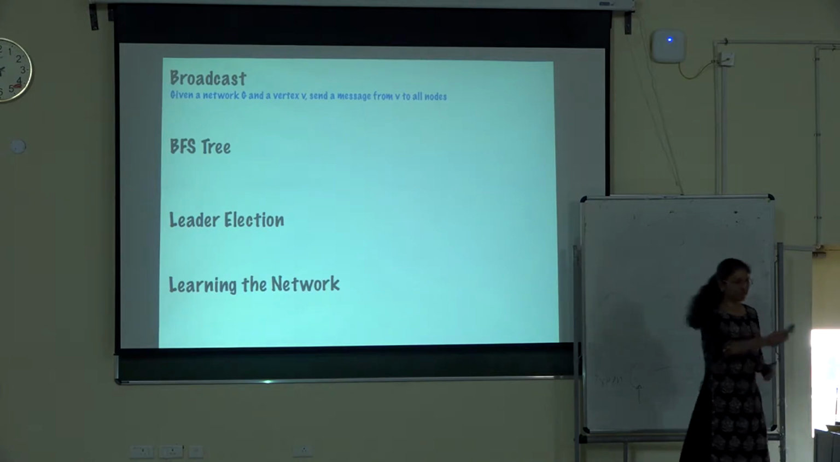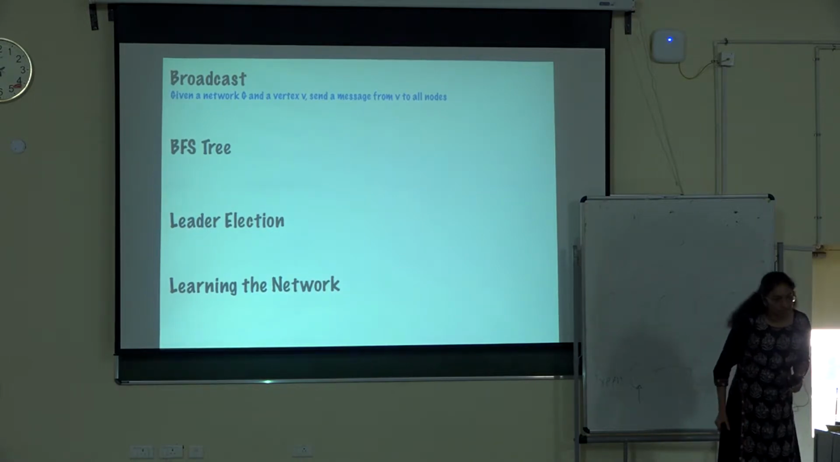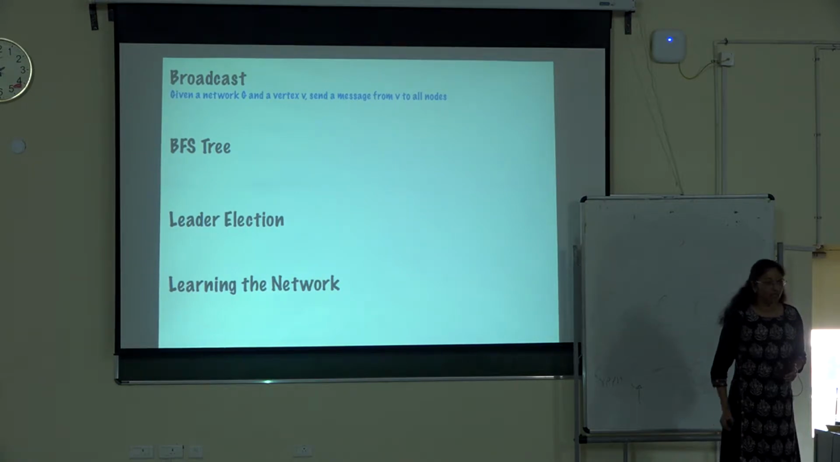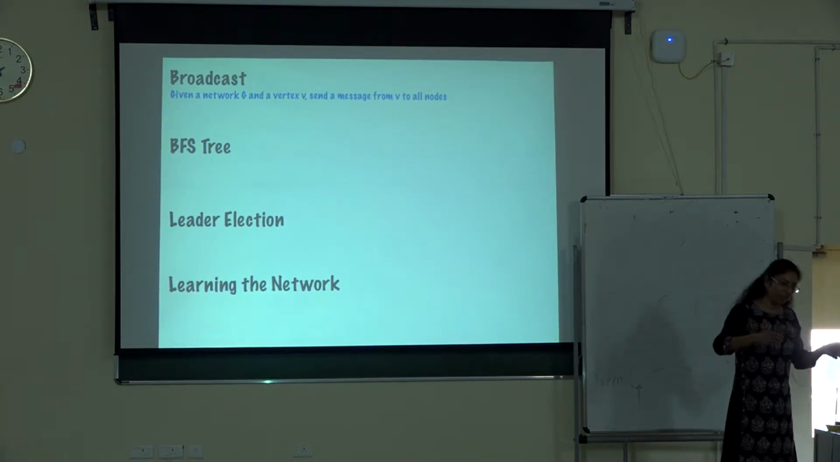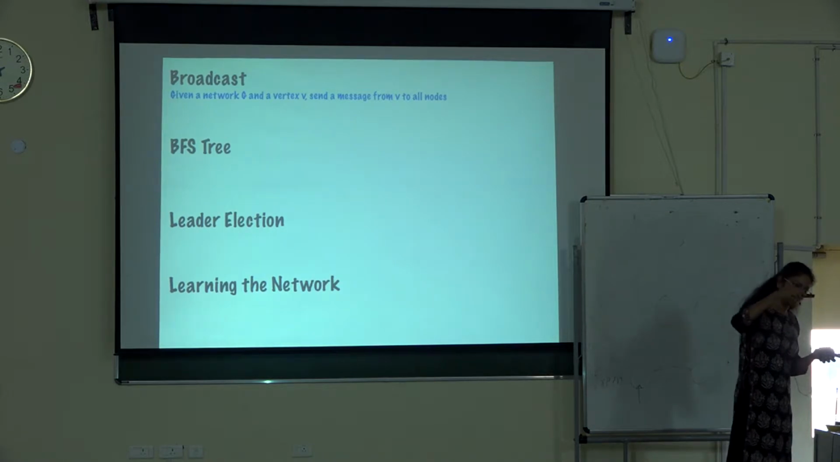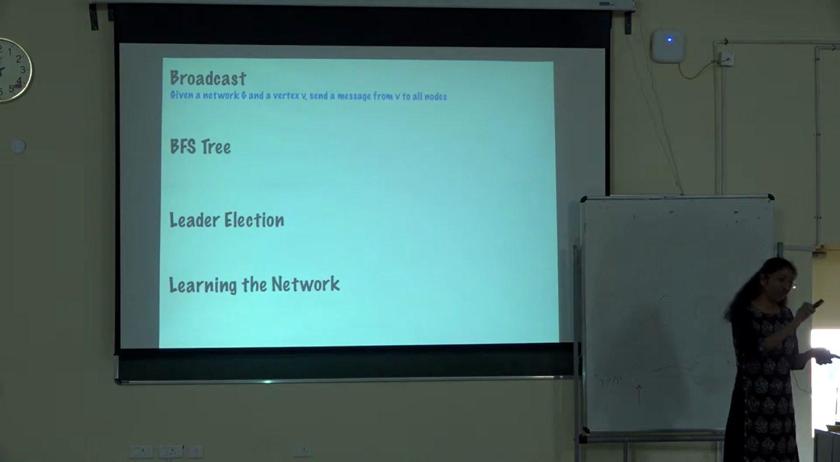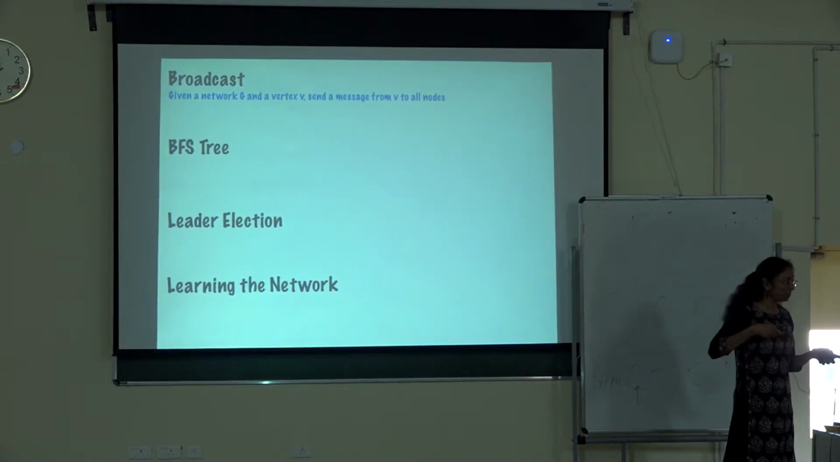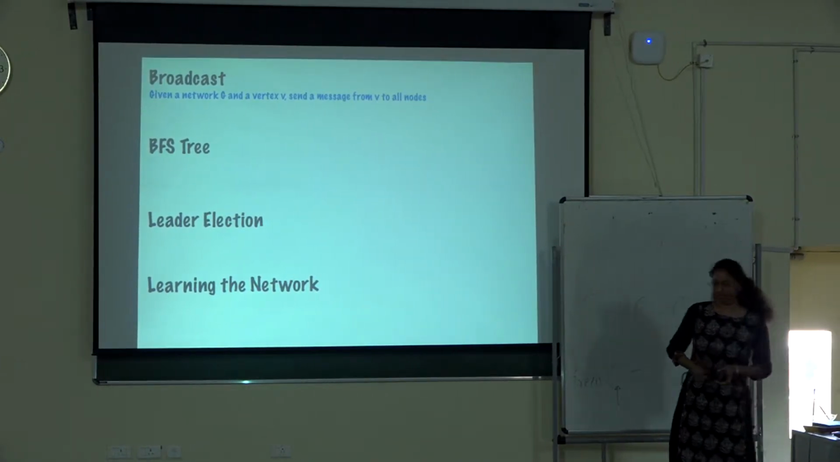In the CONGEST model, you're allowed to send log n bits. The message size is log n. Let's say I have 10 neighbors. To each of the 10 neighbors, in one time step, I'm allowed to send log n bits. So totally I'm sending 10 log n. If I have n neighbors, it is n log n, but per neighbor, it's only log n bits.